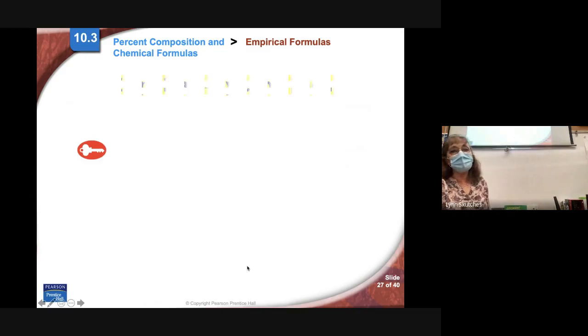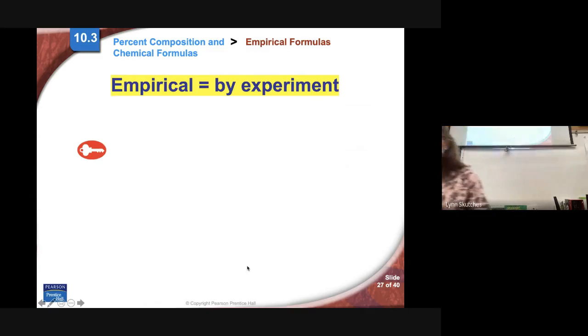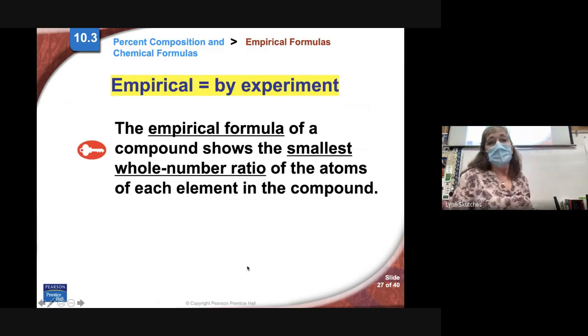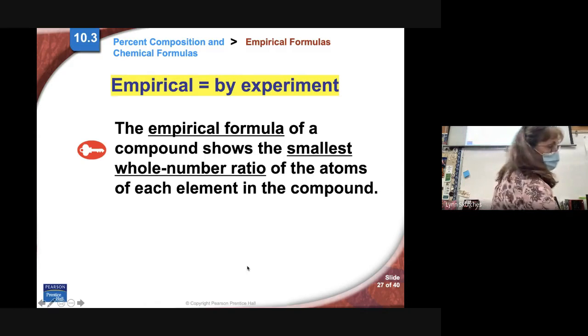Empirical formula, what does it show? Well, empirical is a term that means by experiment or by observation. You have found it yourself, okay? And so for me, it's easiest to remember E for empirical, E for experiment. So what data have you collected on your own? Empirical formulas show you the smallest whole number ratio of the atoms in a compound.